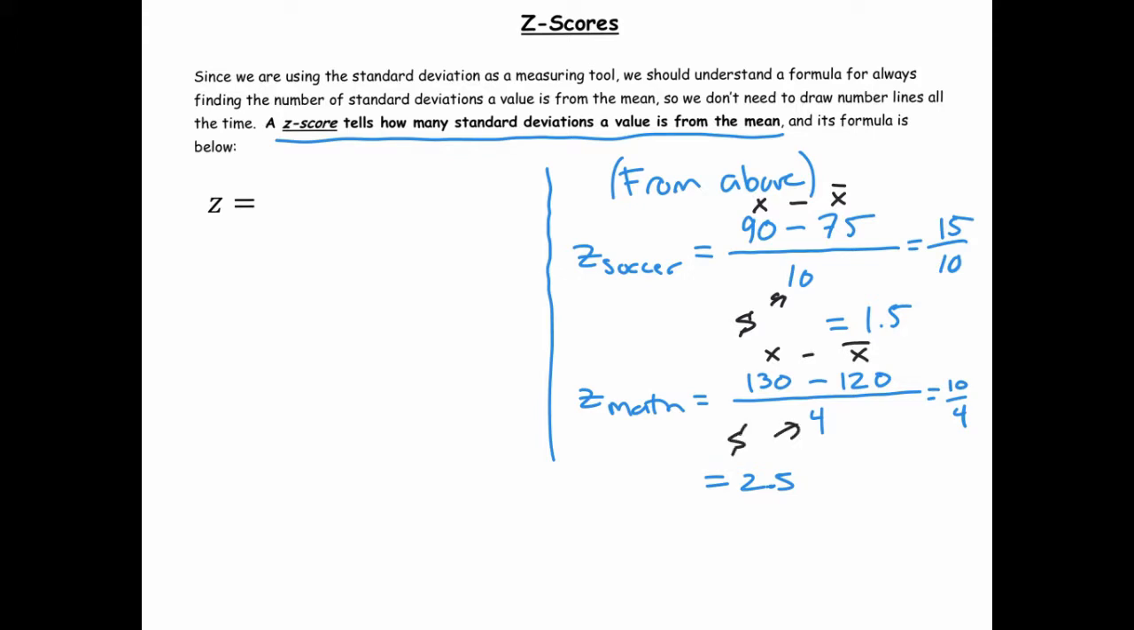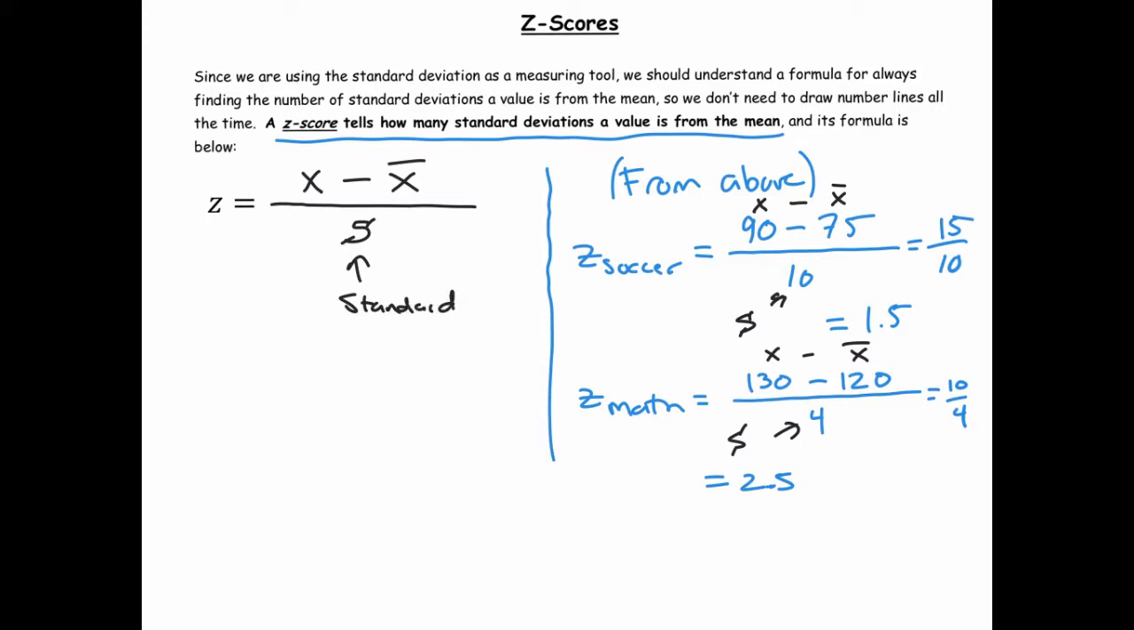Okay, and so now we can formalize. The z-score, again, how many standard deviations you are away from the mean, is your data value minus the mean divided by the standard deviation. There are different symbols for the standard deviation. I'm just going to use S for now. So again, that's our standard deviation.